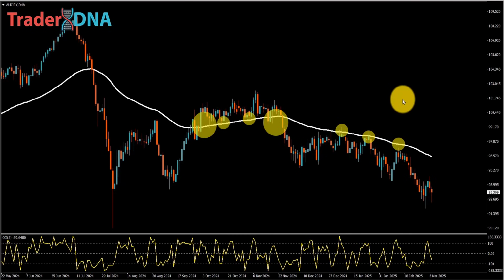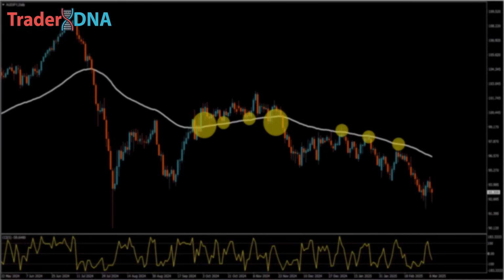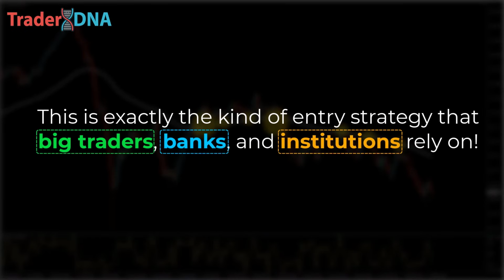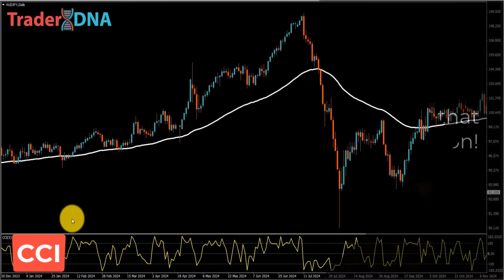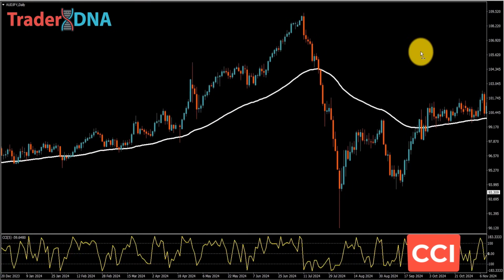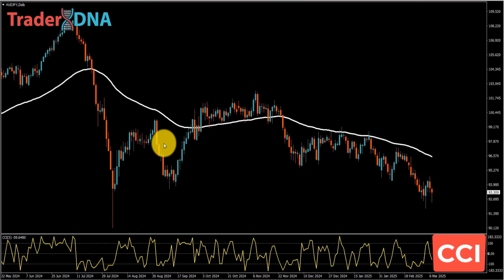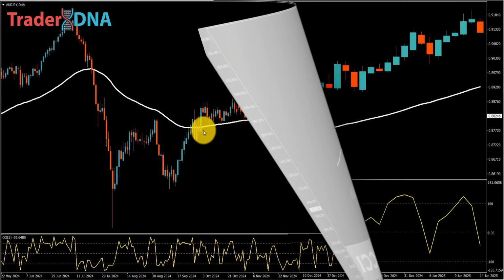Now that you've seen this pattern unfold, I'm sure you can spot the behavior. The market consistently respects the 50-period EMA. We can use this reaction to pinpoint high accuracy entry signals with strong profit potential while keeping risk minimal. And here's the kicker. This is exactly the kind of entry strategy that big traders, banks and institutions rely on. So, how do we find these high accuracy entries, the ones that can consistently deliver massive profits? The answer lies in the CCI indicator, and some traders also combine it with trend lines and support resistance for even greater precision. Don't worry, I'm breaking it all down for you in this video.